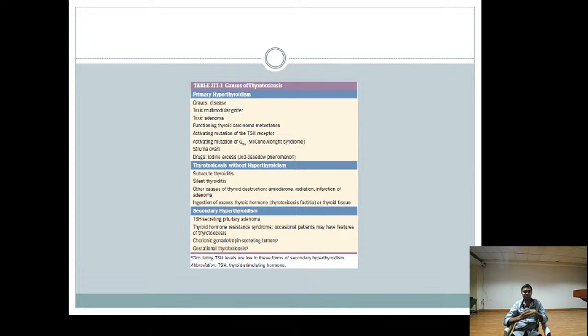This slide shows the same causes of thyrotoxicosis. It may be primary hyperthyroidism, where the defect is in the thyroid, that is Graves' disease, multinodular goiter or toxic adenoma. Thyrotoxicosis without hyperthyroidism is seen in subacute thyroiditis or silent thyroiditis. Secondary hyperthyroidism may be due to a pituitary problem or hypothalamic involvement, that is a TSH secreting pituitary adenoma, or it may be due to gestational thyrotoxicosis.